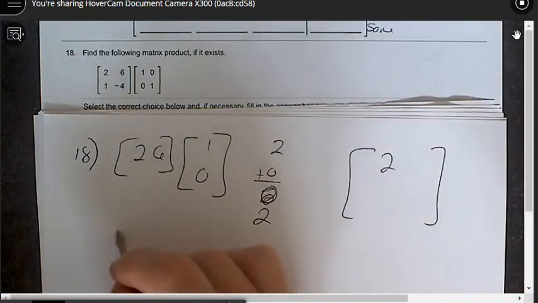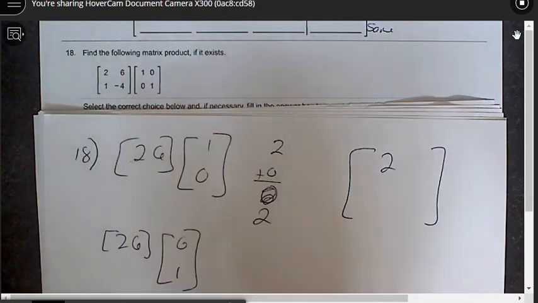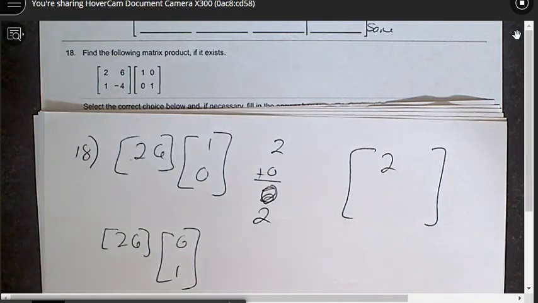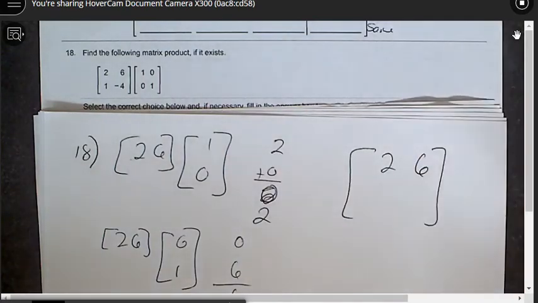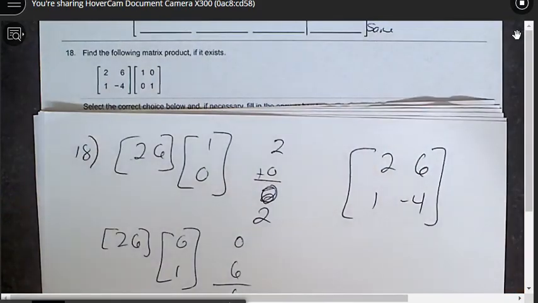Then we're going to go row 1 times column 2. Okay. So from there, that's 2 times 0 is 0. 6 times 1 is 6. That's going to be 6. All right. Now, here's the thing. If you notice on this one, and here's kind of the trick on this part. If you multiply something by the identity matrix, you're just going to get the original matrix back.